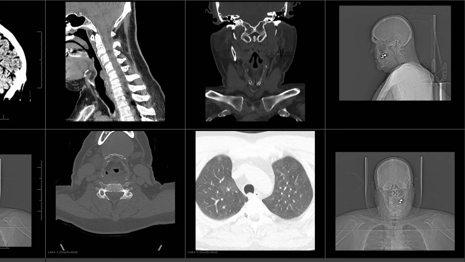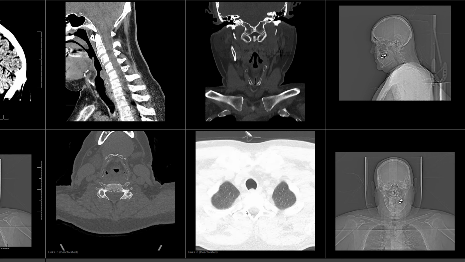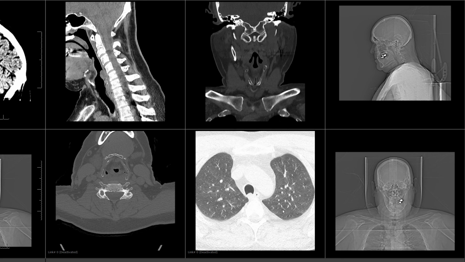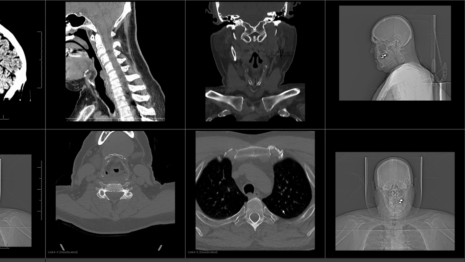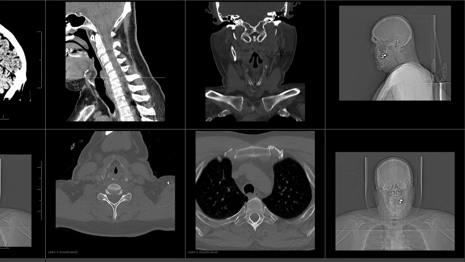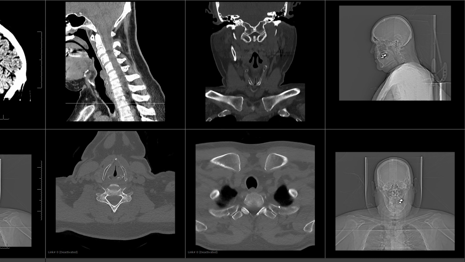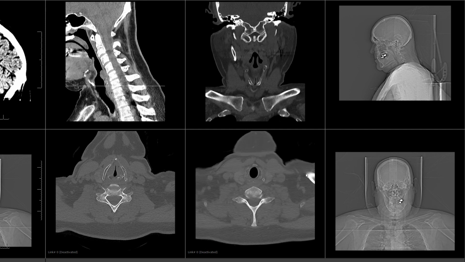And also look at the lung windows. Look at the lung apices for incidental nodules or pneumothoraces. And make sure we review for rib fractures and clavicular fractures.